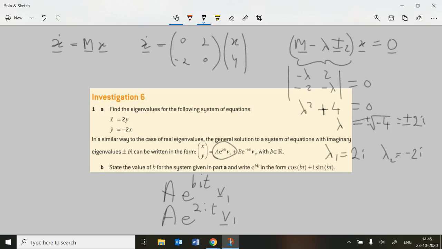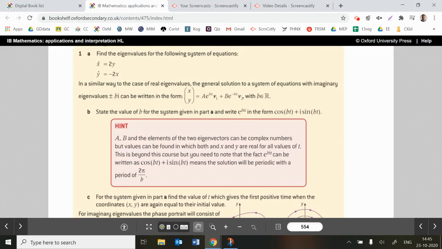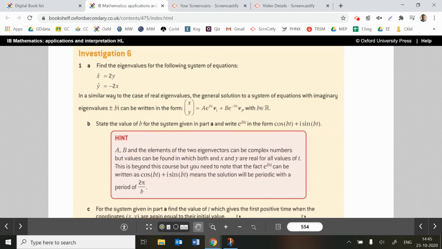Now there's a bit of an issue in the next one, although I want to try and take this further to give you a concrete example. Just to show you, in the book it's saying A and B and the elements of the two eigenvectors can be complex numbers, but values can be found in which both x and y are real for values of t. This is beyond the course, so they are not asking us here to work out the eigenvectors in these systems. If you have a look at the questions, they're in fact just talking about the phase portraits.